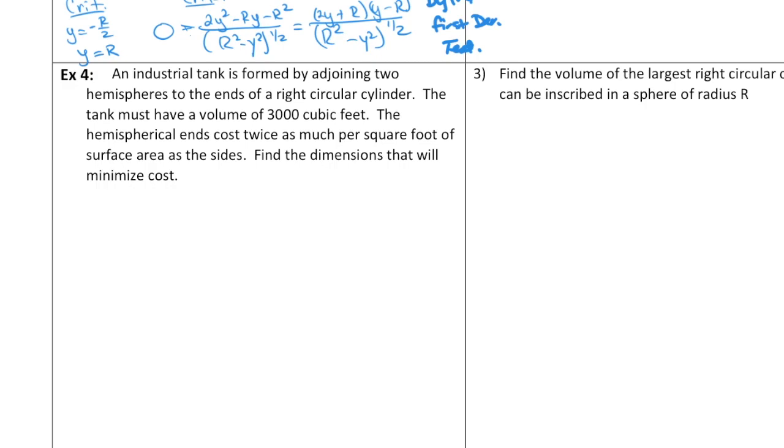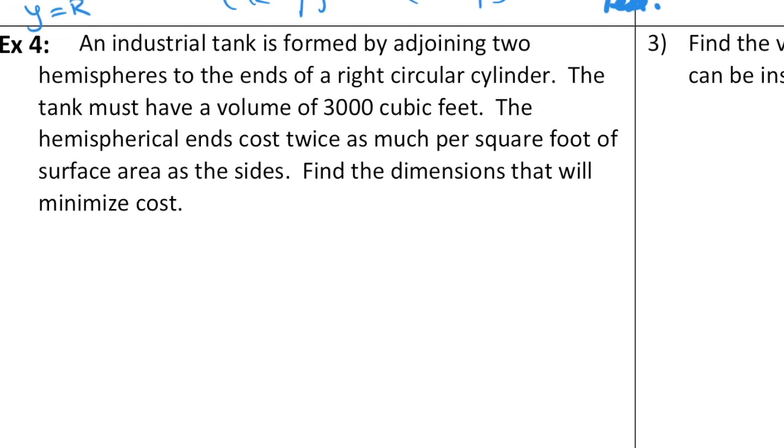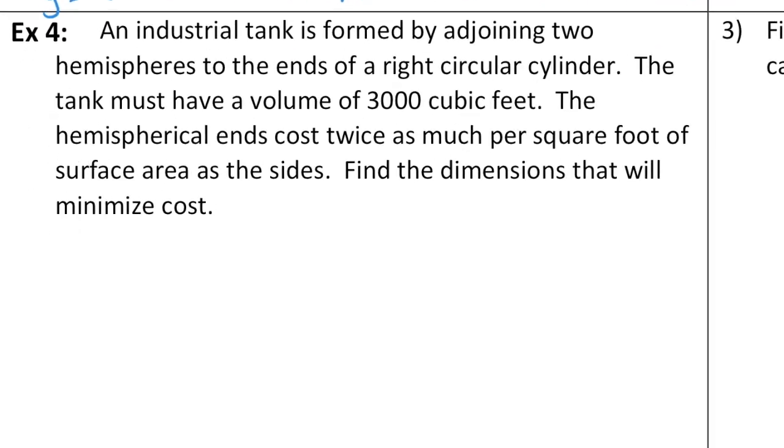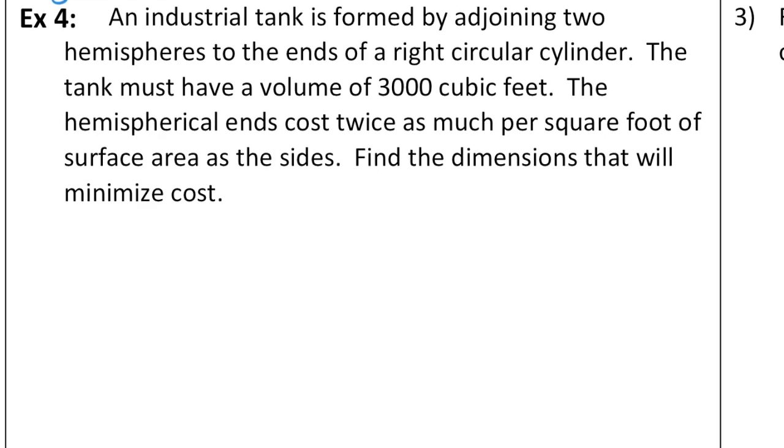So as promised, we're going to look at example 4. We have an industrial tank that's formed by joining 2 hemispheres to a right circular cylinder. So let's draw the right circular cylinder first. There we go. And then we're going to place some hemispheres on top. All right, now notice you weren't given any equations. You're going to have to throw some labels on. The labels that you know is that you have a radius and a height.